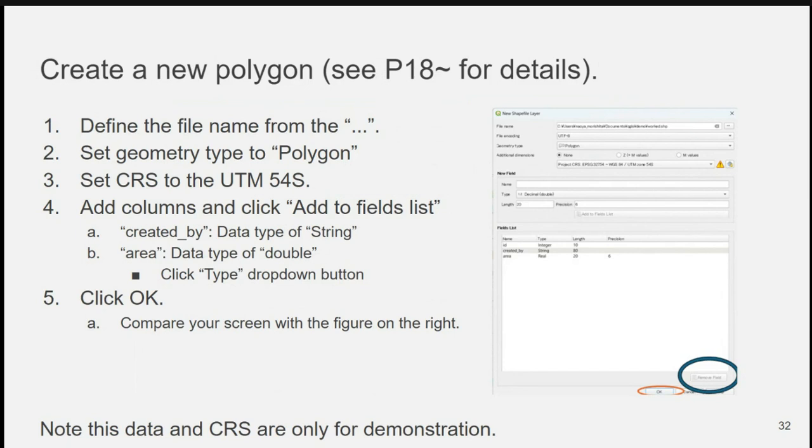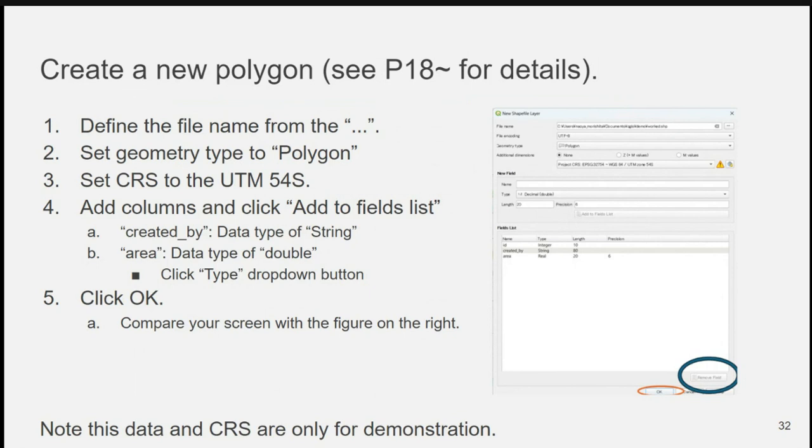And next, you have to add a new field to prepare for vector creation. The first field is called created by, which shows you who inserted the record. So enter created by in the name. And the data type is string. After defining the column, click Add to Field List.